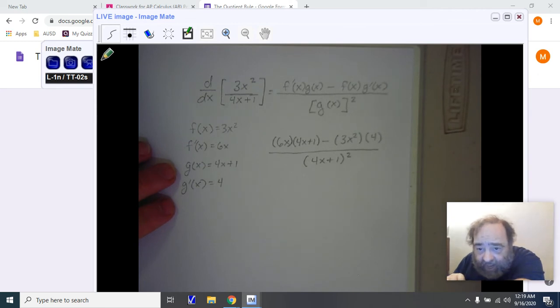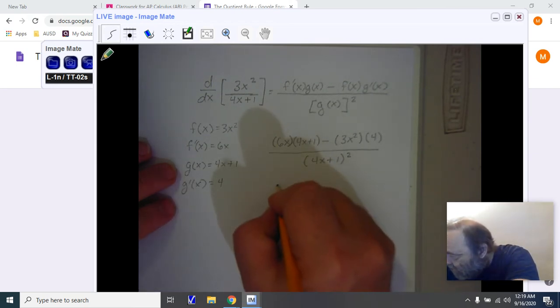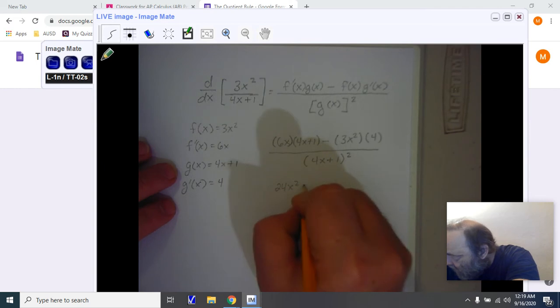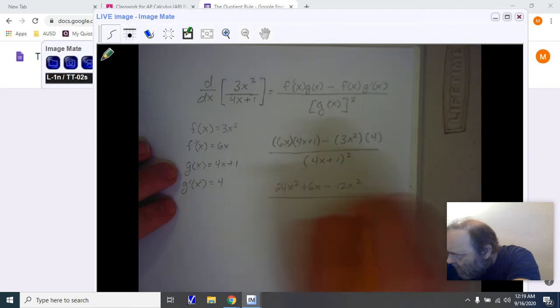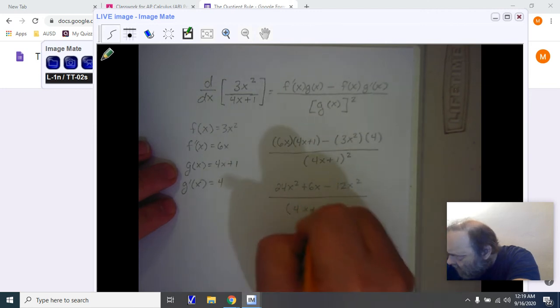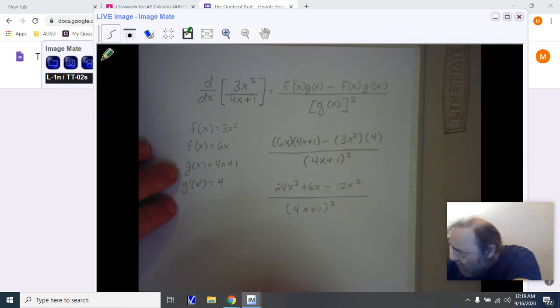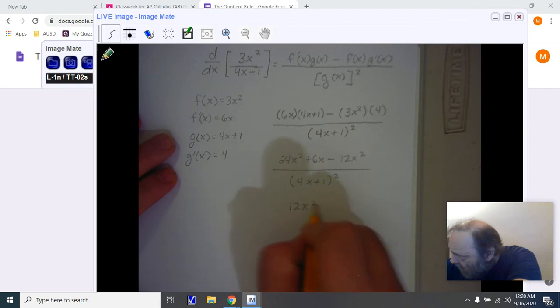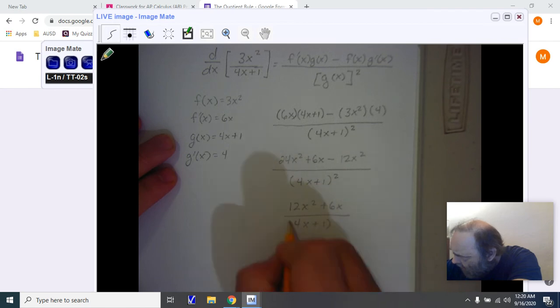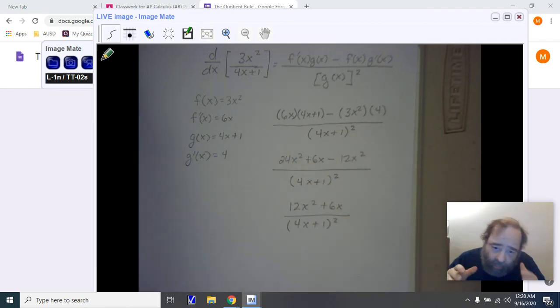So I'm going to distribute the 6x, I'm going to multiply by the 4, I'm going to add like terms, and then I'm going to simplify it as much as I can. Notice I get the 24x squared plus 6x minus 12x squared. And I'm not going to FOIL this denominator. I then finish my answer by simplifying it down into 12x squared plus 6x divided by 4x plus 1, the quantity squared.